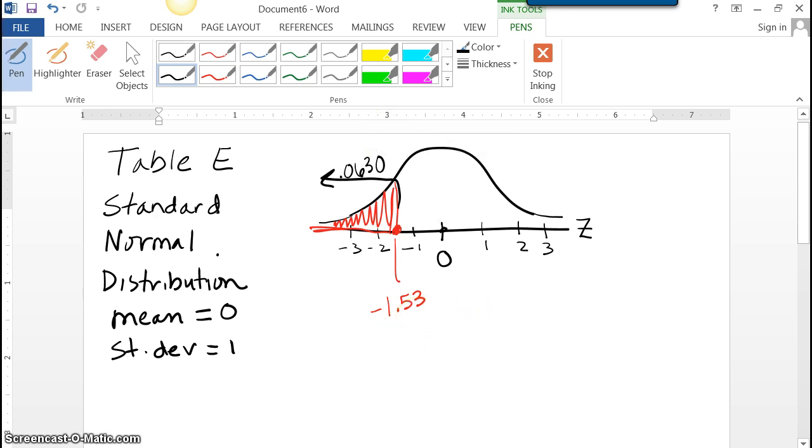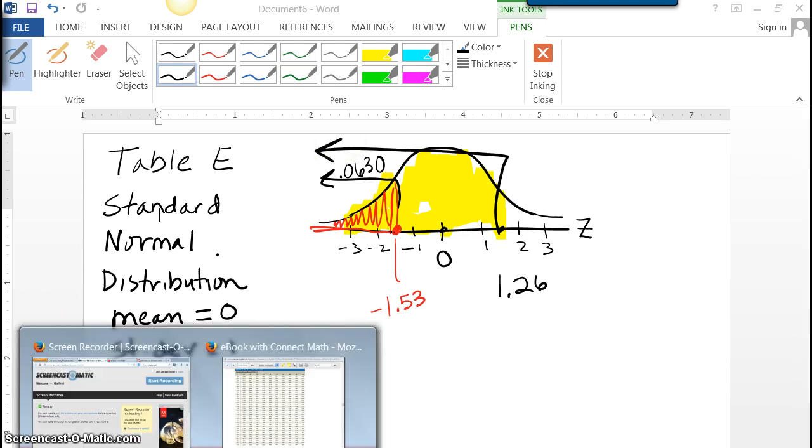So the table always gives you the area to the left. Even if I choose a z that's over here, it will give me the area to the left of that. So even if you choose a positive z, like for instance 1.26, something like that, it'll give you the area to the left from this point to the left. So let's look up 1.26 so you can see it.